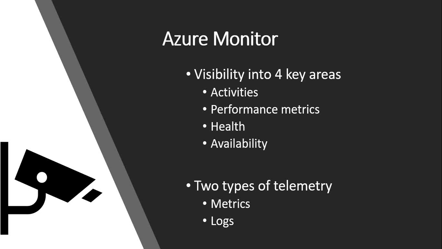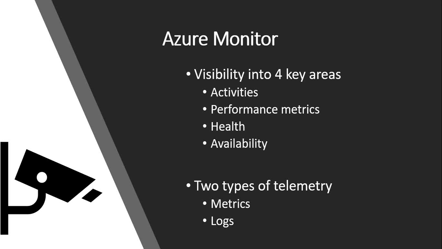Azure Monitor does these things by providing visibility into the following four key areas. First and foremost, activities. Who is doing what within your Azure and resources themselves? Performance metrics. So that's the execution of your Azure resources. Is it up to par with your expectations? The health of those resources. Are there any optimizations that can be done to increase the usability of your resources? And finally, availability. Is there anything that can be done to increase the uptime of your resources?